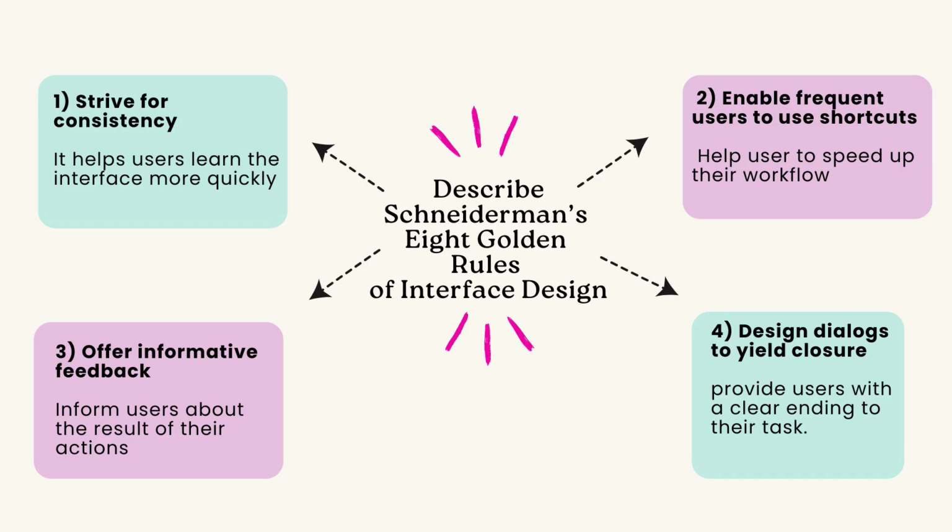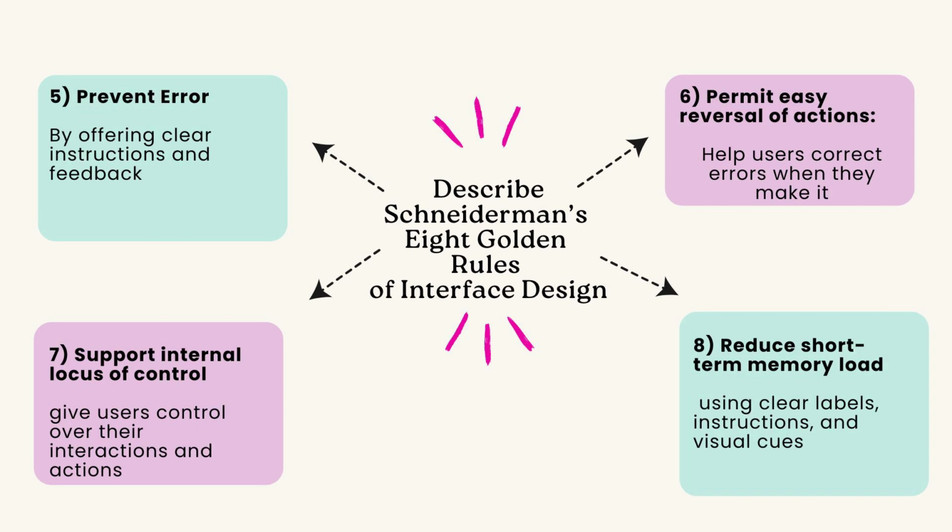Describe Shneiderman's eight golden rules of interface design. For the first one, strive for consistency. It helps users learn the interface more quickly. Number 2, enable frequent users to use shortcuts, to speed up their workflow. Number 3, offer informative feedback. Inform users about the result of their actions. Number 4, design dialogues to yield closure. Provide users with a clear ending to their tasks. Number 5, prevent errors by offering clear instruction and feedback. Number 6, permit easy reversal of actions. Help users correct errors when they make them.